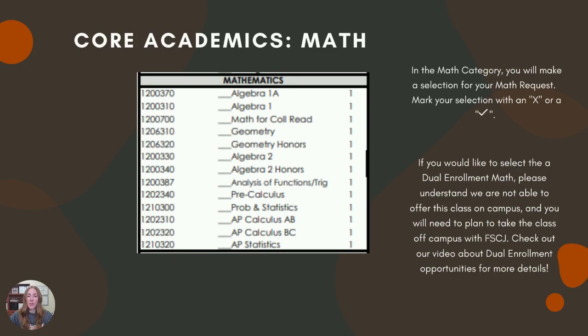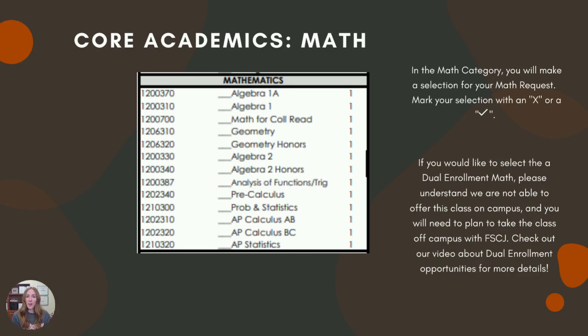Math, similarly, you're just going to make your selection and mark that line right next to the title of the class with an X or a check mark. And you'll see to the left, all of those numbers, those are the Florida course numbers. Those just help us when we're entering that course request in. And then to the right-hand side, you'll see that all of these classes are worth 1 credit. So it either will say on your course card 1 or a half credit. Half credit classes are semester based, and 1 credit classes are classes you're in for the full year. So that's what those numbers are.